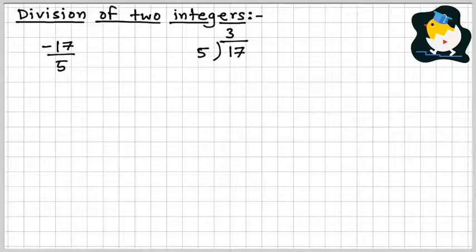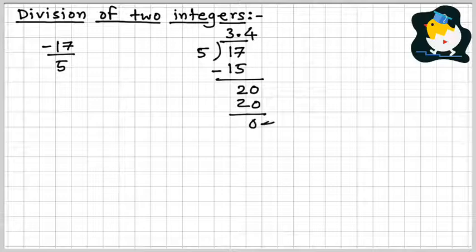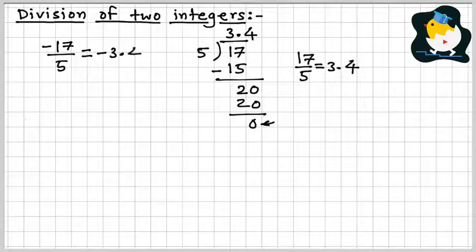Now we know 5 threes are 15. If we subtract, this is 2, and we will have to take 0 here and point will be here. So 5 fours are 20 and here we have 0. So it is terminating expansion, and we know that 17 divided by 5 would have been 3.4. Now just simply check the signs. If both the signs are positive or both the signs are negative, the answer will be positive. But if one sign is negative and one sign is positive, then the answer is minus 3.4.